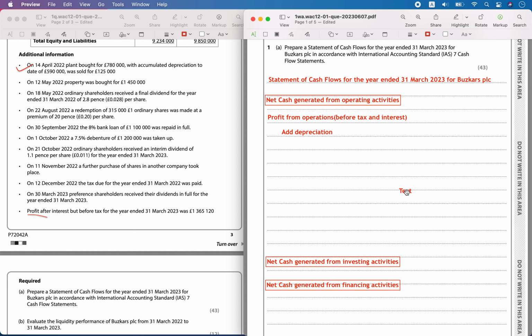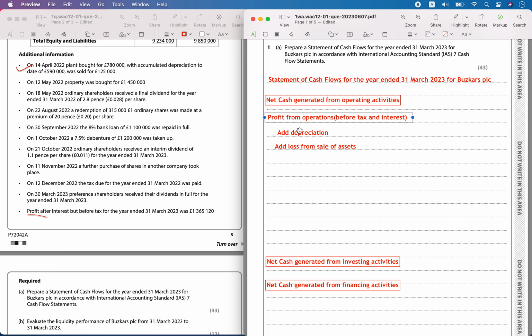So add any depreciation. If it was a loss or a profit, we don't know. Let's assume it is a loss. So loss means you will have to add. If it was a profit, you will have to subtract from the sale of asset. So add any loss from sale of assets. If it was a profit, you will subtract, and then get back the actual profit from the operations.